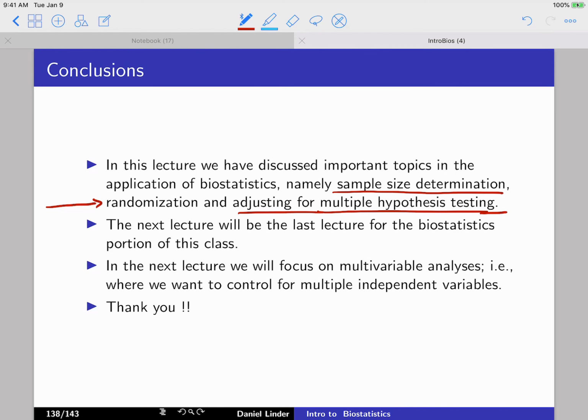In the next lecture we're going to talk about multivariable analyses. Multivariable analyses allow us to control for multiple independent variables. So we're going to be able to isolate the effect of one independent variable while we are controlling for potentially multiple other independent variables. Thank you.